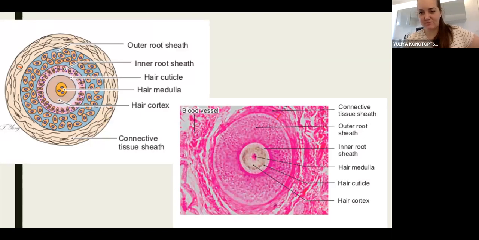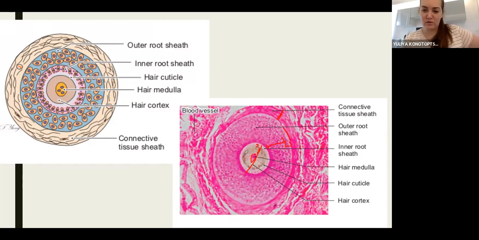So that's the layers. That's the cross section. Here we have the outer layer, the connective tissue sheath. Then we have the glassy membrane. Then this layer is the outer root sheath. This is the inner root sheath. And this is the hair shaft. The hair shaft has cuticle, cortex, and medulla.